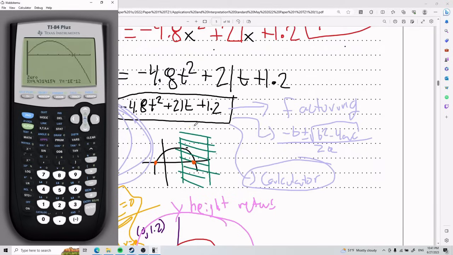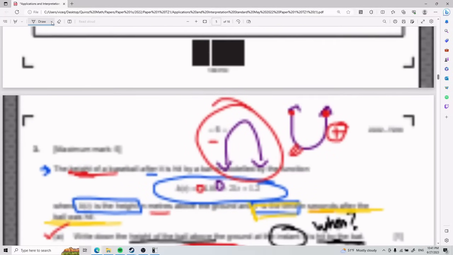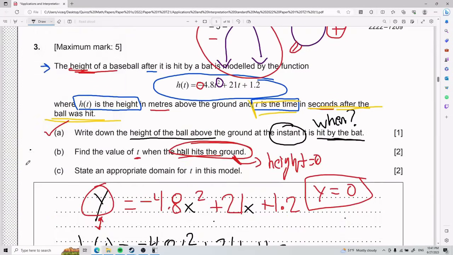My zero is 4.431415. So I'm going to write that over here. So for part B, we have that it is 4.431415. Do not forget your units, seconds. And if you would like to do three significant figures, it would be 4.43.